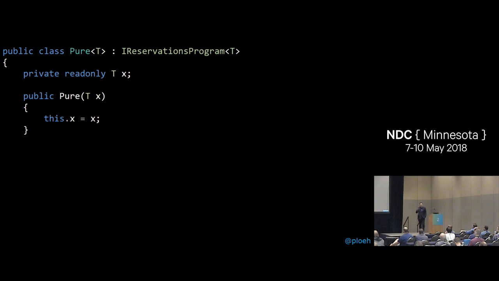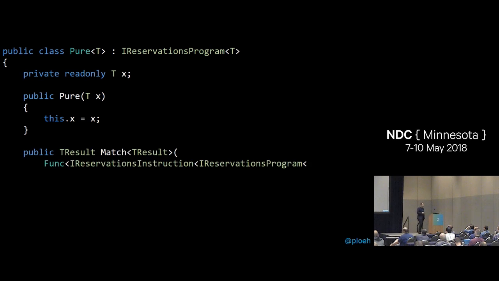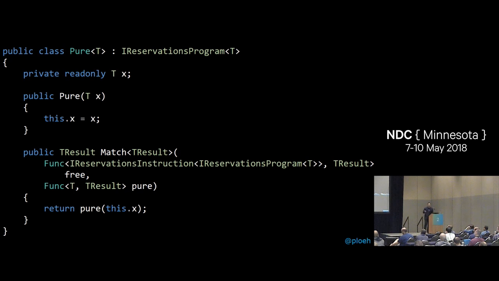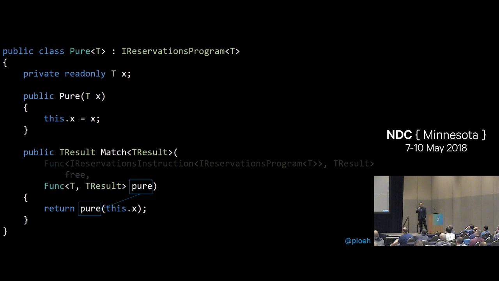So we just have any value of the generic type T, and we make it look like a ReservationProgram of T. How do we do that? Well, we implement the interface. There's this Match method, and we always just call pure, because pure is a function that goes from T to TResult. We already have a T, that's x. So if we call that with x, we get a TResult back. So that type checks, so that's what we need.